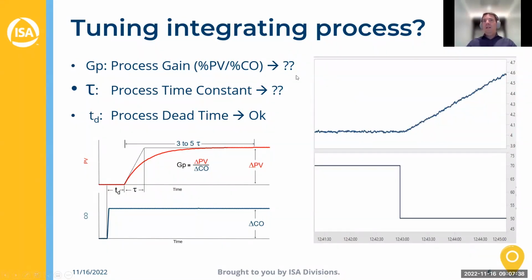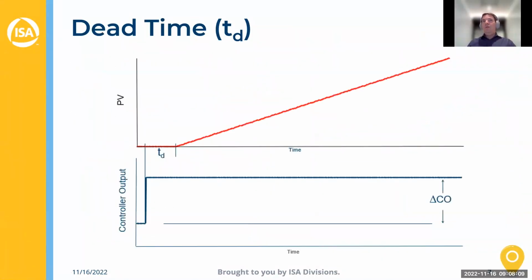So we'll need to handle this differently. We had the process time constant, which we calculate at 63.2% of the change. But again, here it's a slope. It will never settle, so we cannot use the process time constant. The dead time we can still come up with: we know when we change our output, and we can see the delay until we see our process change.